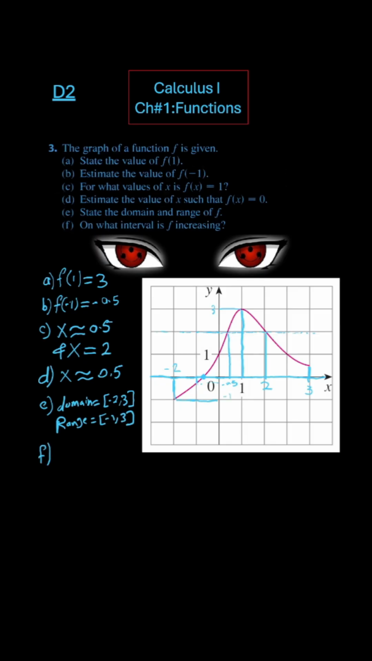For part F, we determine where the function is increasing. The function is increasing where the graph rises as we move from left to right. This happens from x equals -2 to x equals 1. Therefore, the function is increasing on the interval from -2 to 1.